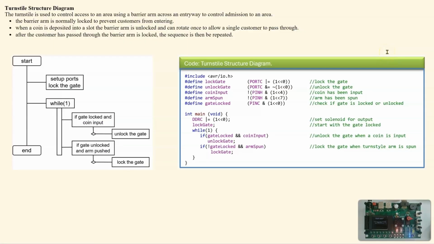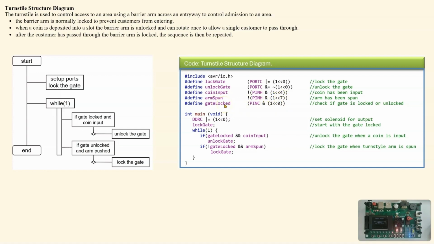The same program can be designed using a structure diagram. So we have the setup ports, lock the gate, while one loop. If the gate is locked and a coin is input, unlock the gate. If the gate is unlocked and the arm is pushed, lock the gate. Looking at the code, we have the defines to lock gate, unlock gate, on port C bit 0. Coin input is on pin H bit 4, arm spun on pin H bit 7.